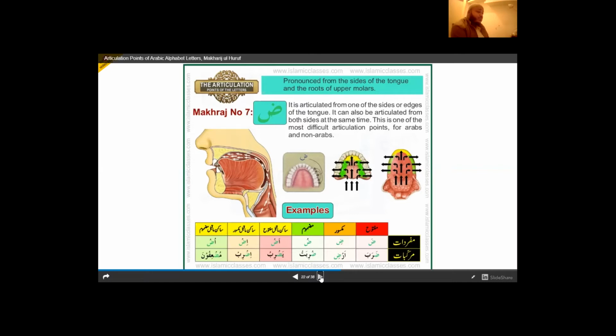Now, there is more than one way of pronouncing this letter. Okay? It is pronounced from the side of the tongue and the root of the upper molars. So, if you stick your tongue out, the side of your tongue, either side, doesn't matter. You choose one side. This is one way. We're going to go through the two ways of pronouncing it, inshallah.